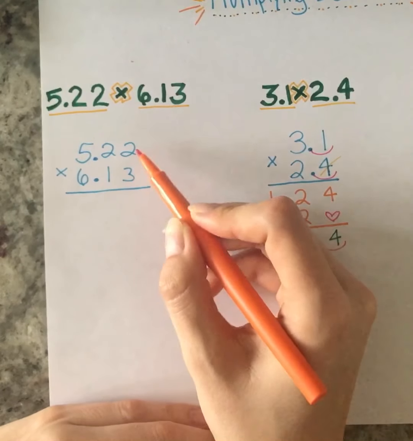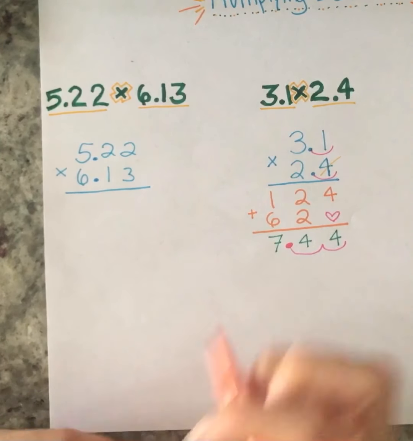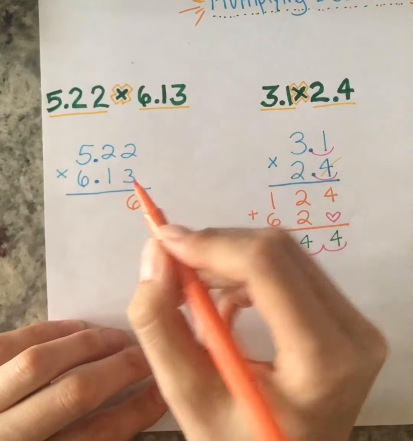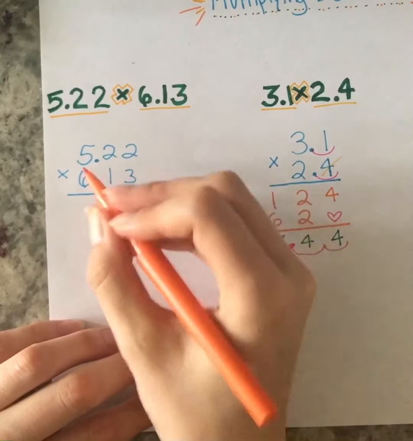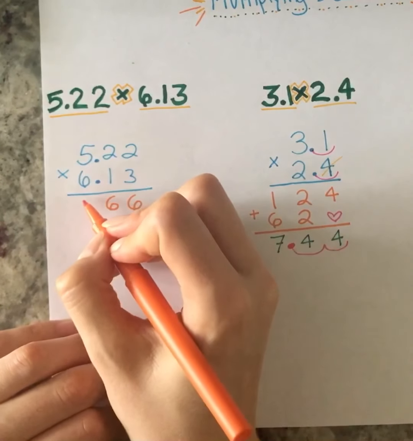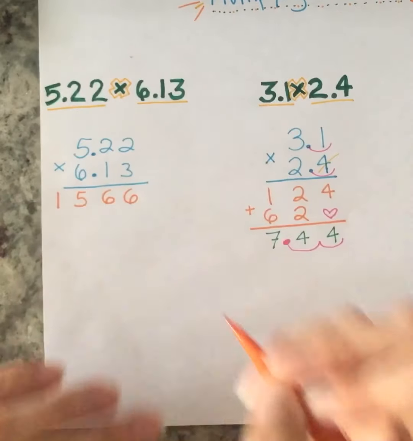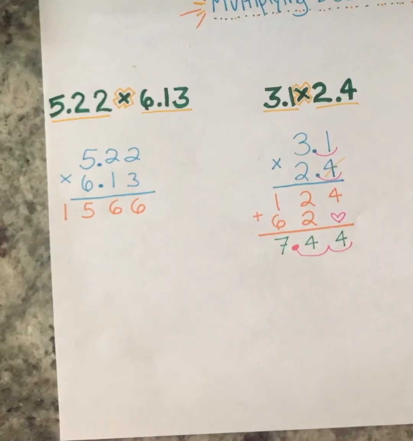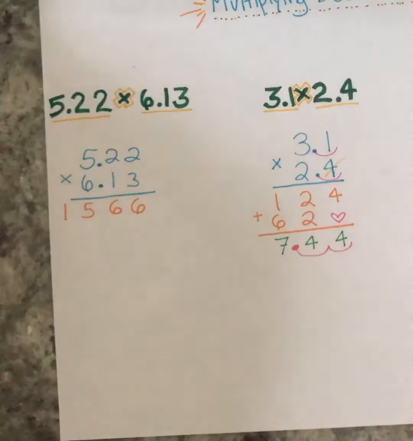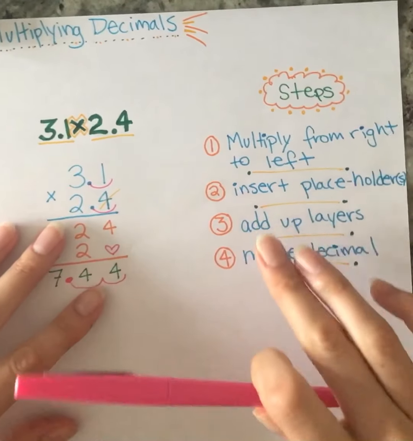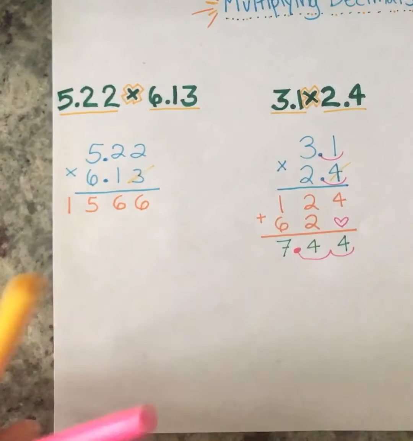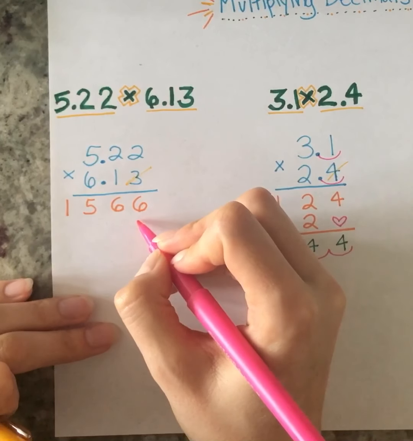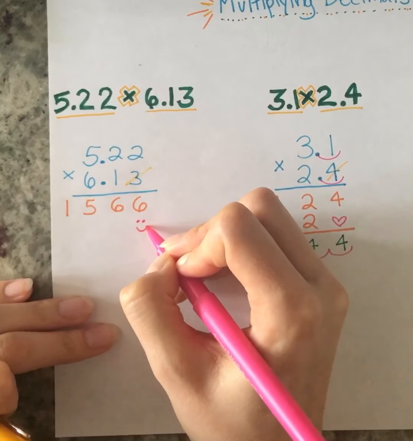So 3 times 2 is going to be 6. 3 times 2 again is going to be 6. 3 times 5 is 15, so you put the 5 and then carry that 1 over. Okay, so we're done with our first layer. Awesome. We know that we've multiplied from right to left, and now we need to insert our placeholder. So our 3 is done, and we need our placeholder. We'll do a smiley face this time.